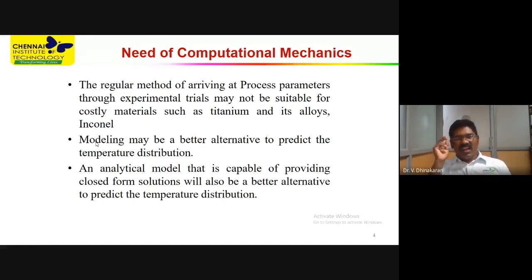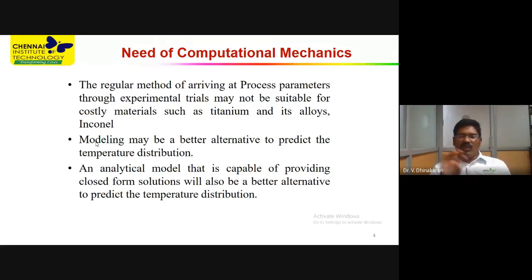Then how is this alternate method helping us to solve physical problems? Computational mechanics will help you to do better experiments. How better experiments? You can come up with a limited number of parameters and a limited number of designs. The limited number of designs can be executed in the system, and you can test whether the strength is achieved or not.